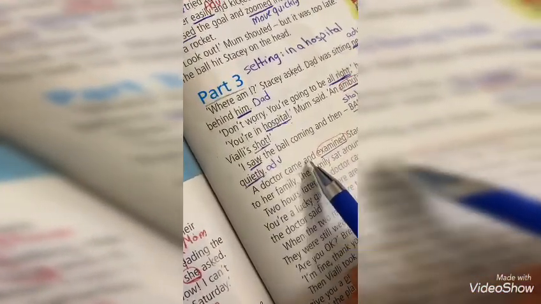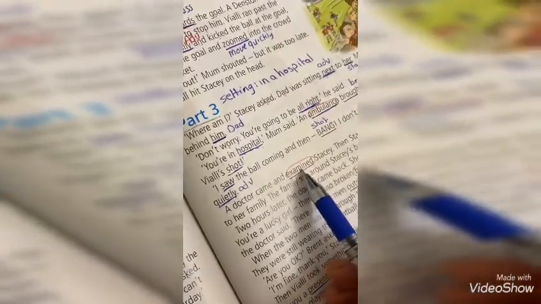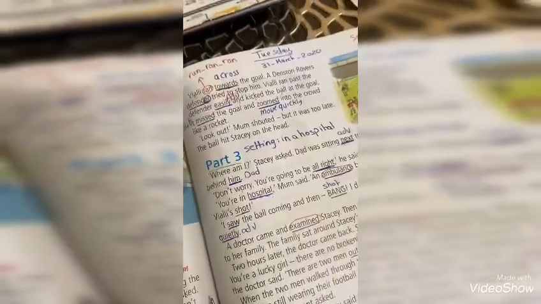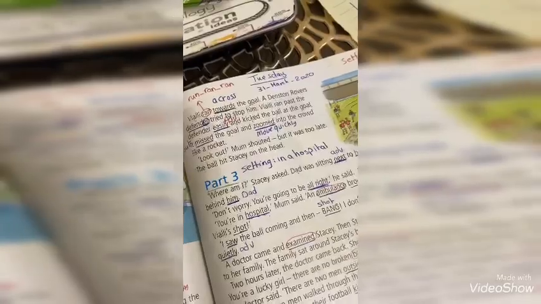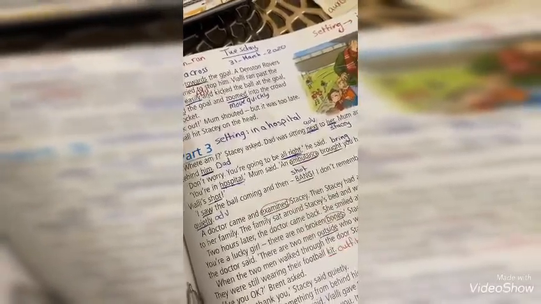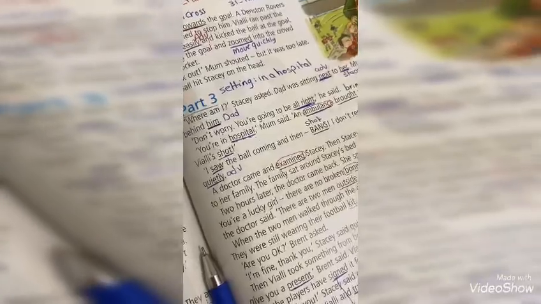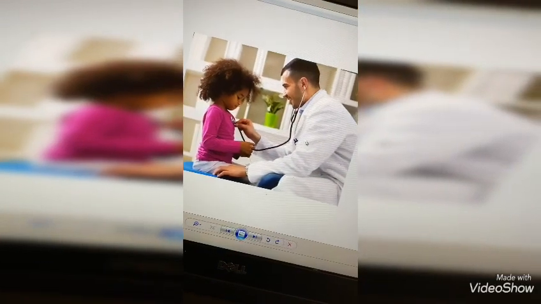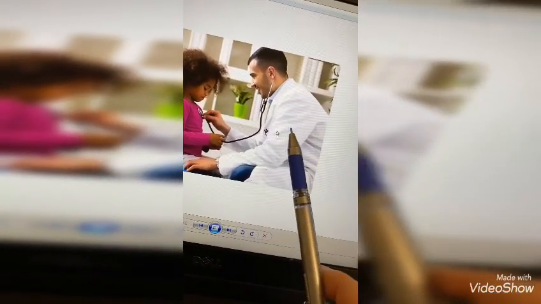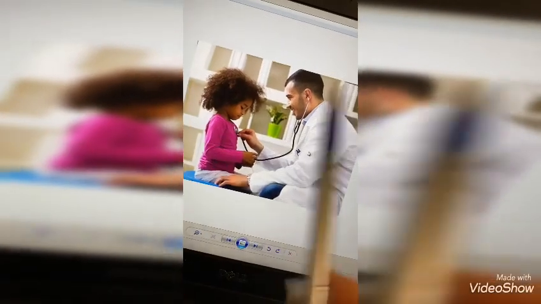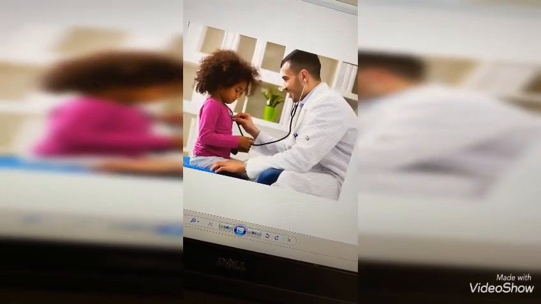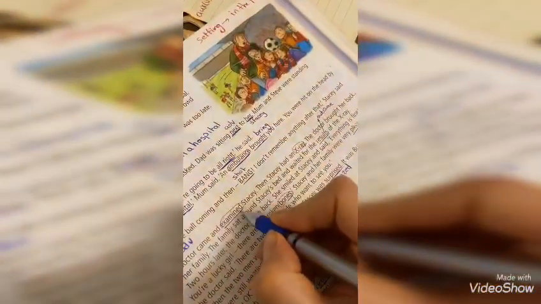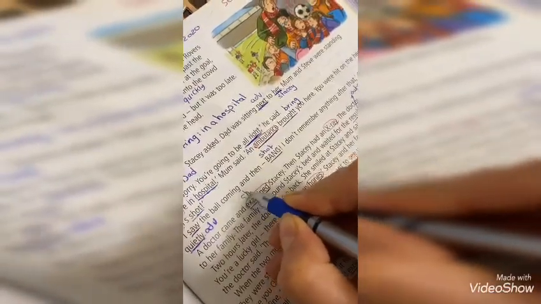"A doctor came and examined Stacy." What's the meaning of examined? Look at this picture. The doctor came and examined. Look at this doctor. This doctor examined the girl. So what is the meaning of examined? To check. Underline it and write check.